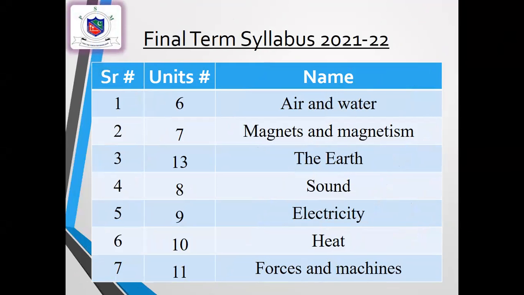Final term syllabus, starting from unit number 6, air and water. Unit number 7, magnetism. Unit number 8, sound. Unit number 9, electricity. Unit number 10, heat. Unit number 11, forces and machines.